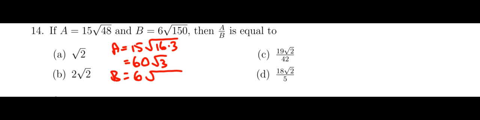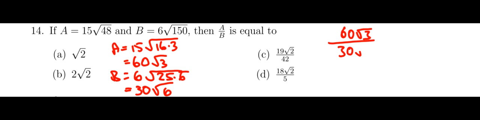Well, 150, if I divide that by 25, I'm going to get 6. So I know that 150 is 25 times 6, and 25 is a nice perfect square. So I can pull that out. The square root of 25 is 5, and then there's a 6 out front there, so that's going to be 30 root 6. So now, if I put A over B, that's going to be 60 root 3, there's my A, over 30 root 6.